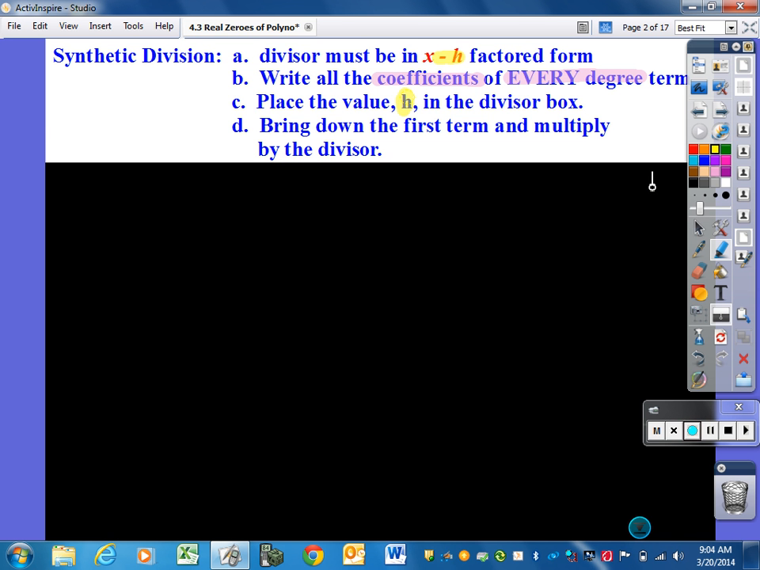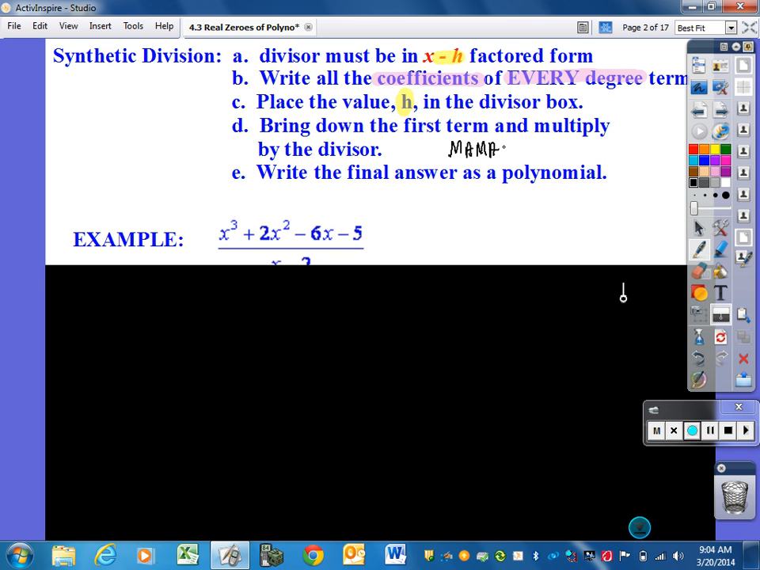Then you will bring down the first term, multiply by your divisor, add, multiply, add, multiply, add, multiply, add, till you're finished. Some people call this the mama method, because you multiply, add until you're done. So let's look at an example.